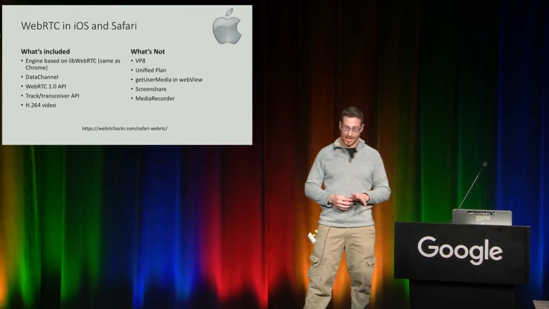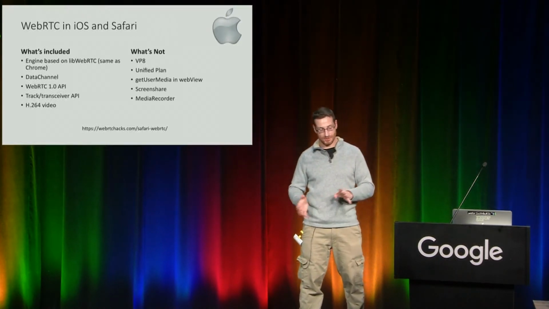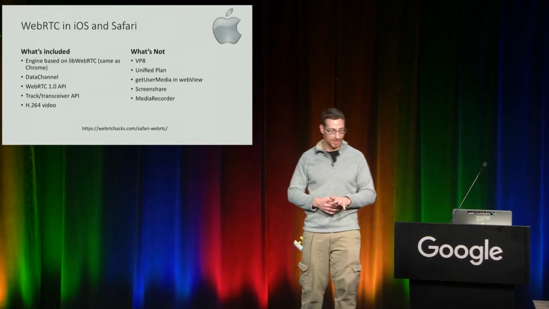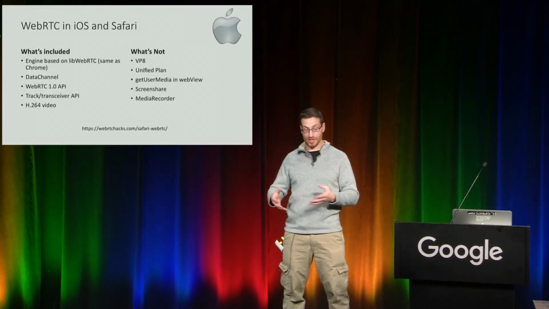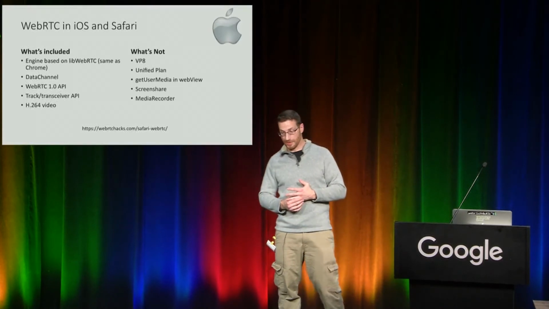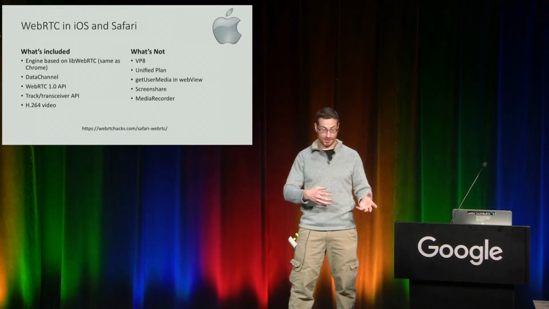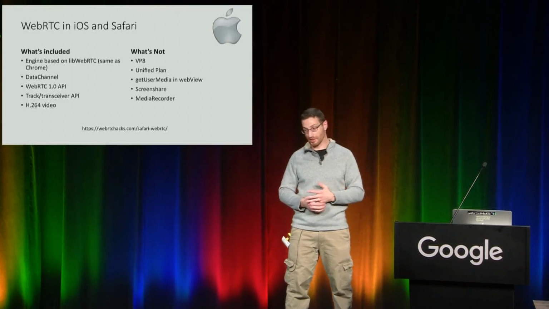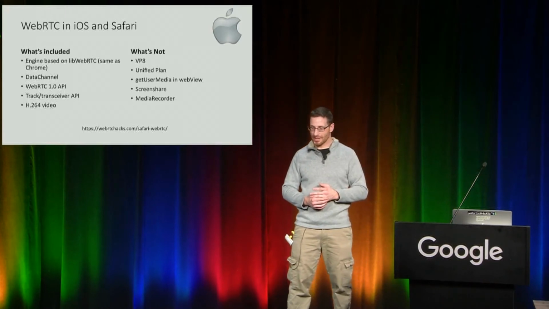For those of you that are deeper into the specs, Unified Plan is something that Google just announced their intent to implement, because Apple's using it, and Unified Plan really is the way forward. It's implemented in Firefox, but because Apple is using the Google engine, they don't have Unified Plan yet, right? And you'll see there's a lot of other little caveats and things they don't necessarily have yet.